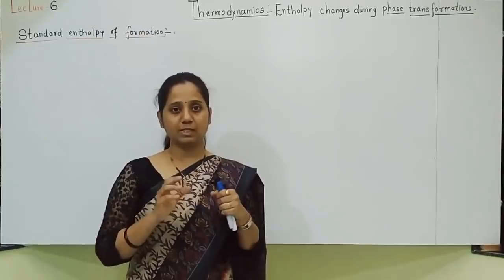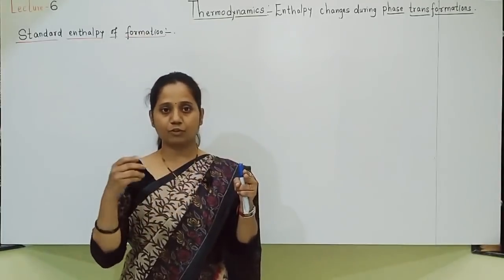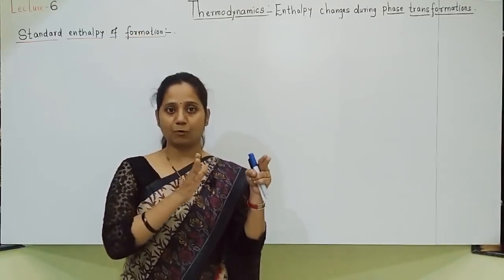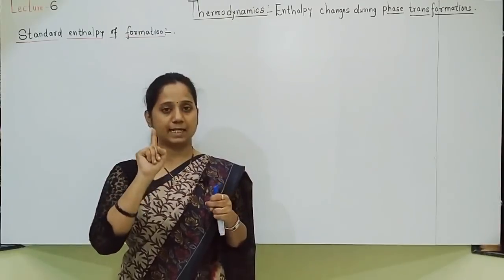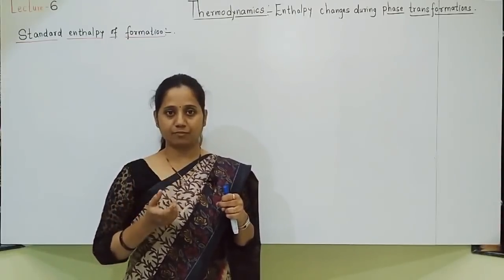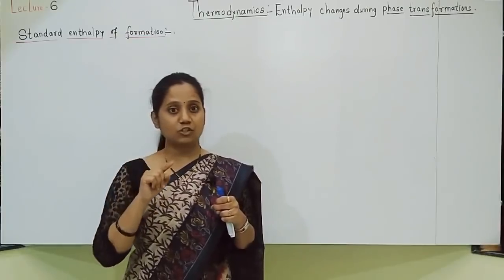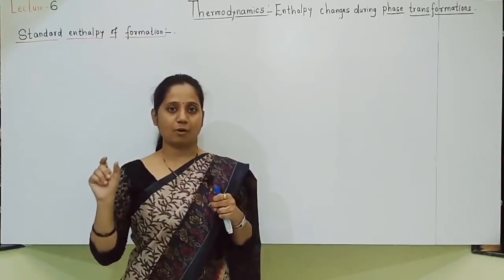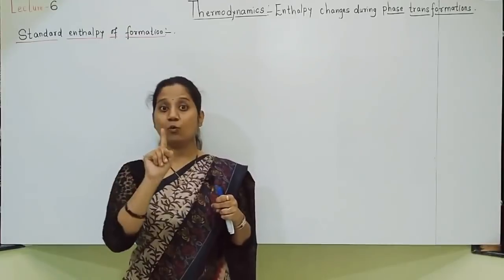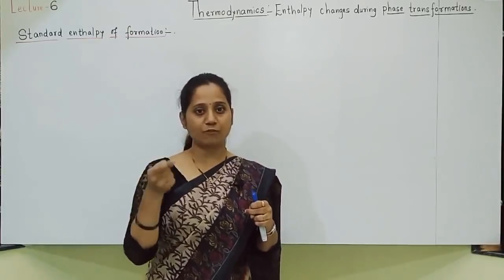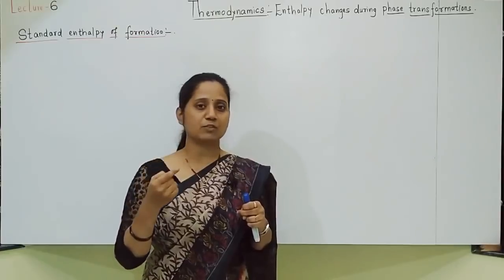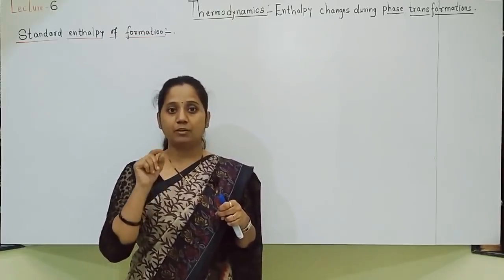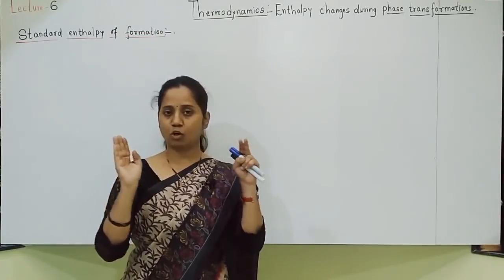Now, formation means something is forming. So it is of course the change in enthalpy when something is forming. Imagine that a compound is forming. How much compound is forming? Standard is 1 mole. So how can you define this standard enthalpy of formation? It is the change in enthalpy when 1 mole of a compound is formed. What is formed? Compound is formed. How much? 1 mole of the compound is formed. But that compound should be formed from its elements.